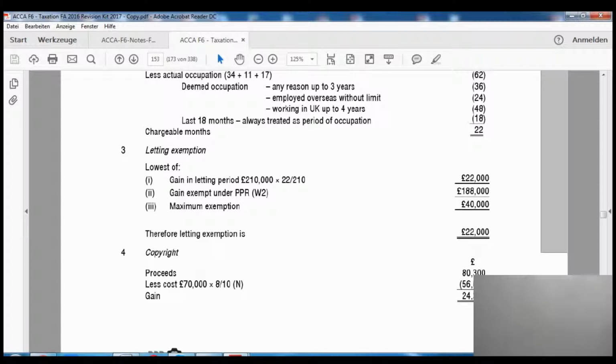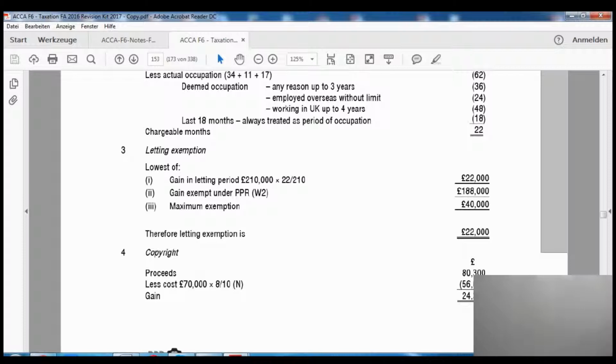Again in letting period, so 210,000 pounds multiplied by 22 over 210. Why 22? Because these are the 22 months for which he was not occupying, and these are the months in which he let the property to the tenants. So 210,000 pounds multiplied by 22 over 210, that is the letting part of the gain. Now it will be the lower of 3 things: 40,000 pounds, the letting part of the gain, and the gain already calculated under the PPR as we have seen in our notes. So the lower of these is 22,000 pounds, right? So therefore letting exemption is 22,000 pounds.